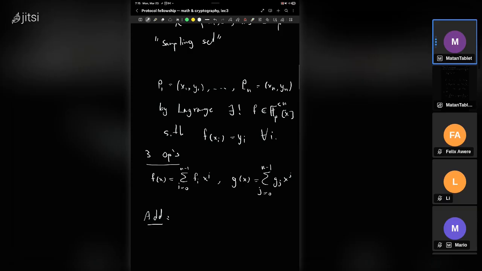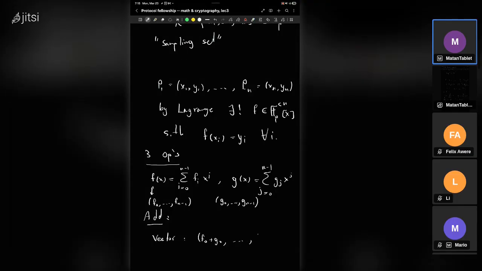So in the vector representation, this polynomial f is just the vector f0 up to fn minus 1, and this is g0 up to gn minus 1. And you just do f0 plus g0 up to fn minus 1 plus gn minus 1. And this is your vector representation of the sum of f and g.